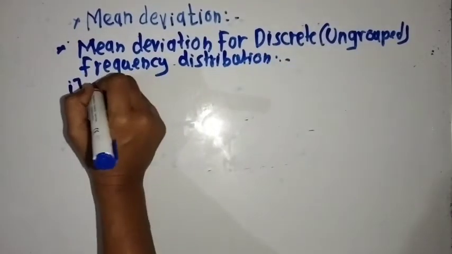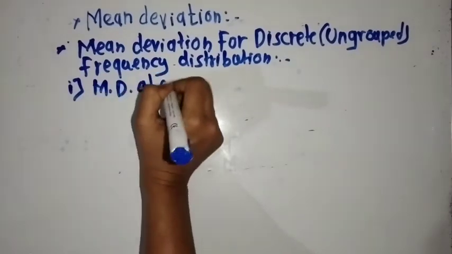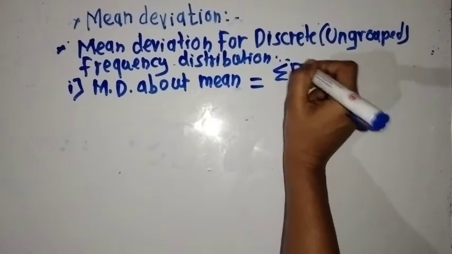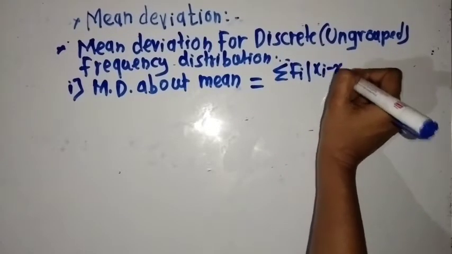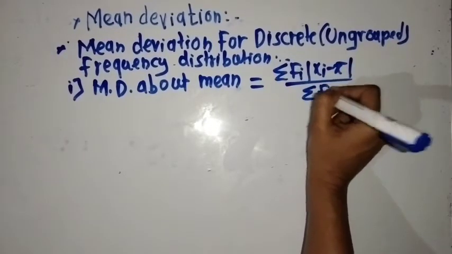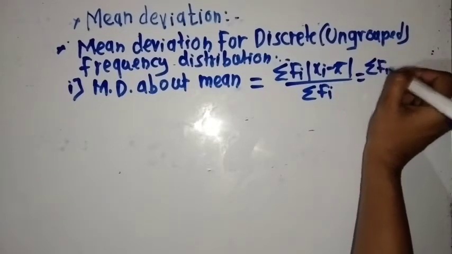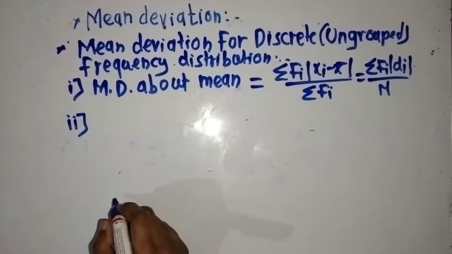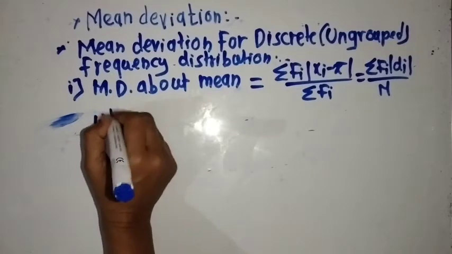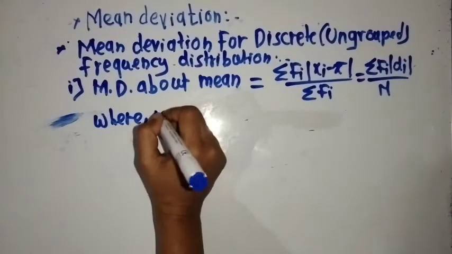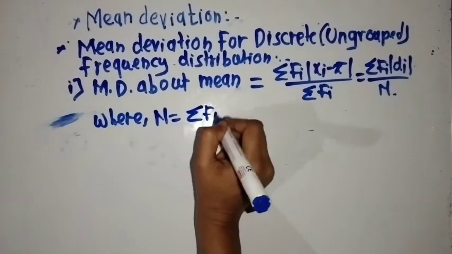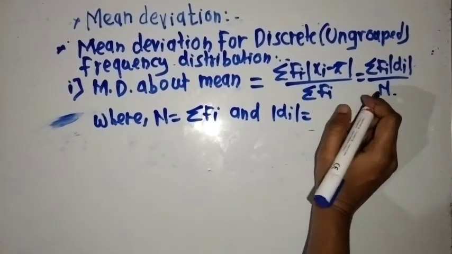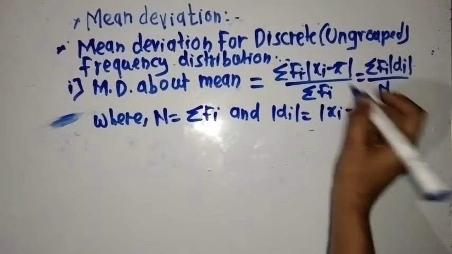So first is mean deviation about mean is equal to summation of fi mod xi minus x bar upon summation of fi is equal to summation of fi into mod di upon n, where n is equal to summation of fi and mod di is equal to mod xi minus x bar.